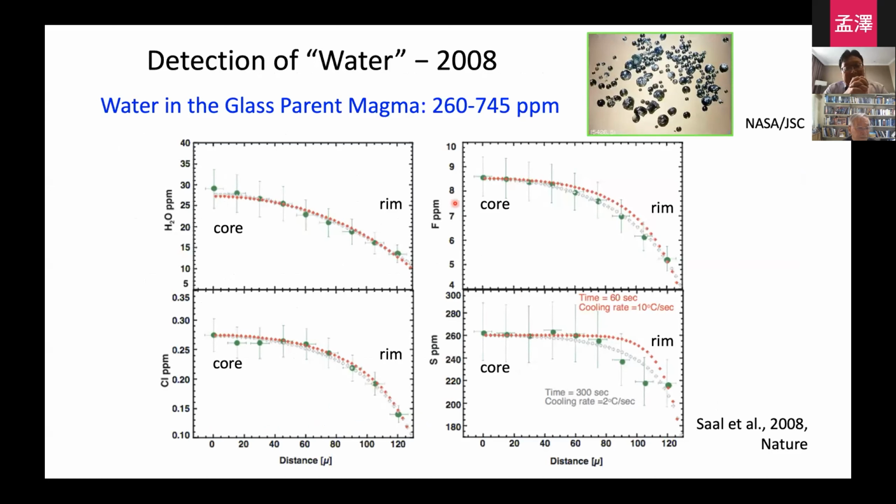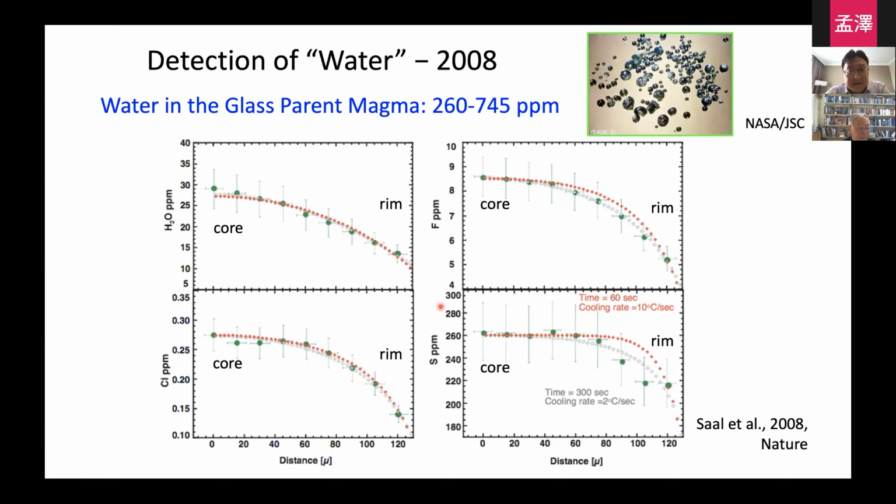As we know, in 2019, a paper published in Nature challenged this bone dry view of the moon. It's a group of scientists from Brown University and some other institutions. They detected water and fluorine, chlorine, sulfur in these lunar glass beads.